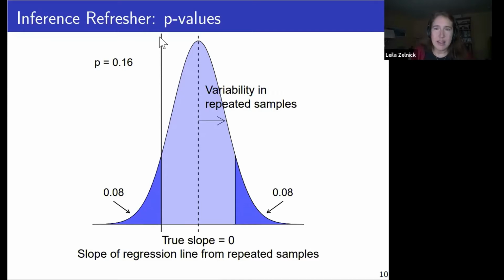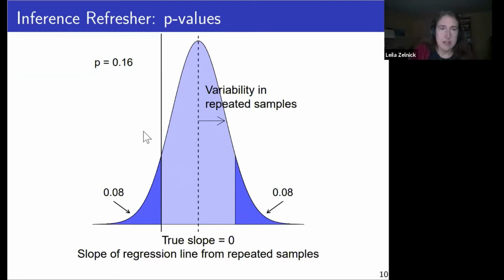So let's say I got a negative slope shown by this solid black line. Then the definition of the p-value is the probability of getting something as or more extreme than that, assuming that the true slope is 0. So in this case, 8% of the area falls to the left of that line, and symmetrically, 8% falls more extreme in the other direction. So in this circumstance, the p-value would be 0.16. All right, that's all a p-value is.